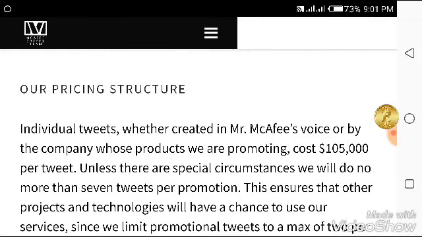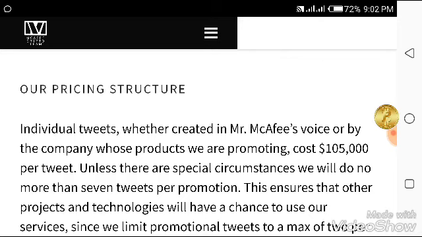See, so this is where you see how much a tweet costs from Mr. McAfee for him to tweet about your ICO. This is the pricing structure. Individual tweets, whether created in Mr. McAfee's voice or by the company whose products we are promoting, cost $105,000. Man, this is crazy. For Mr. McAfee to tweet about your ICO, it will cost you $105,000. Are you kidding me?